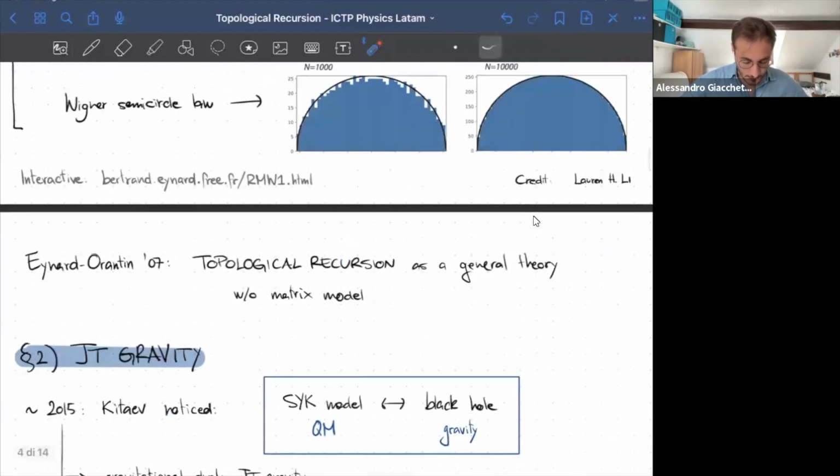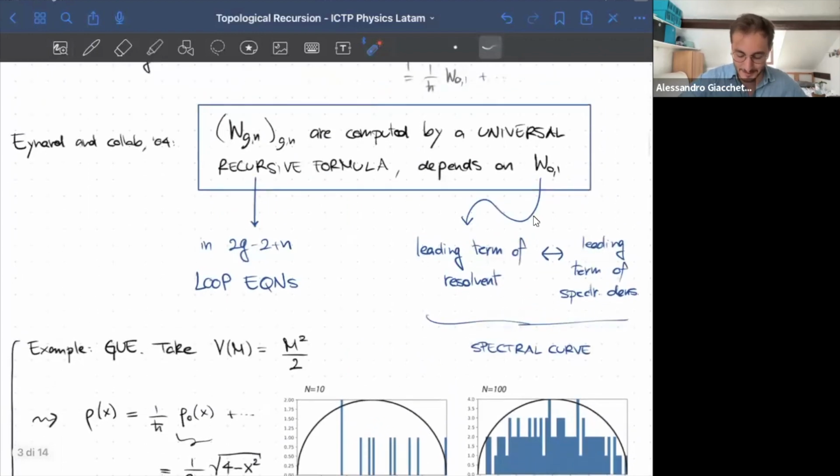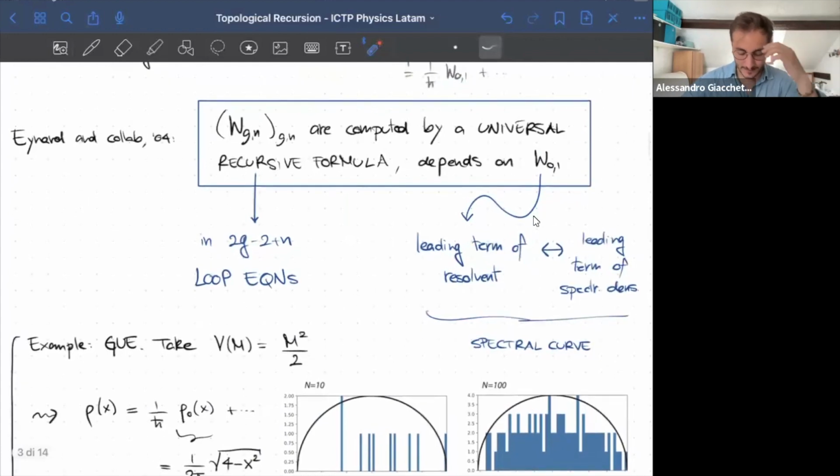Okay, so so far, I didn't tell you what this topological recursion formula is. I will postpone this for a bit still.